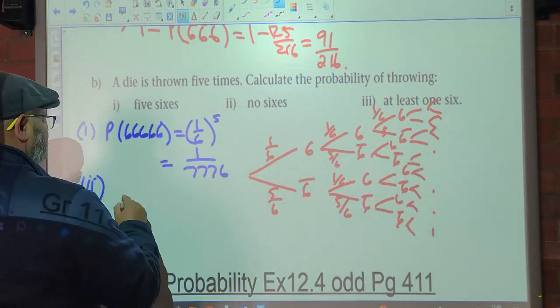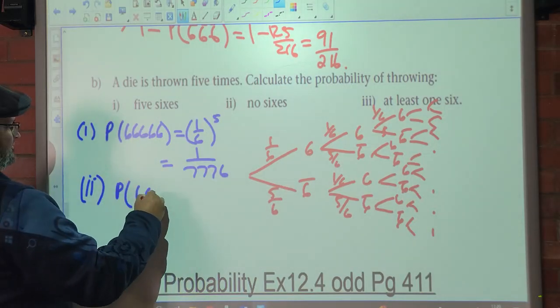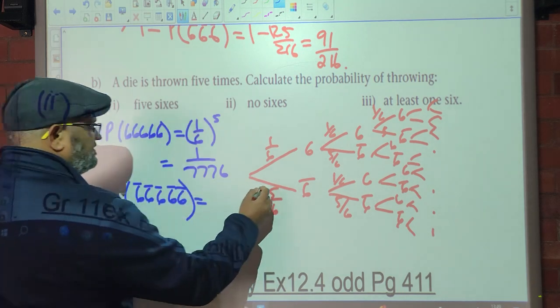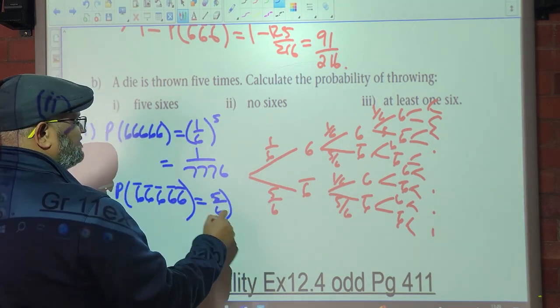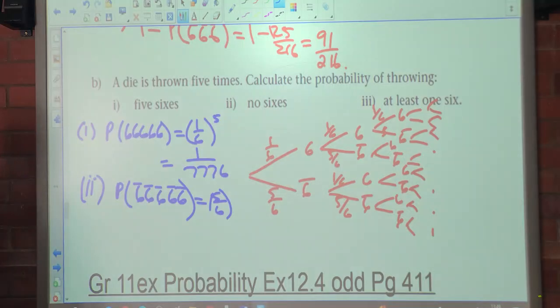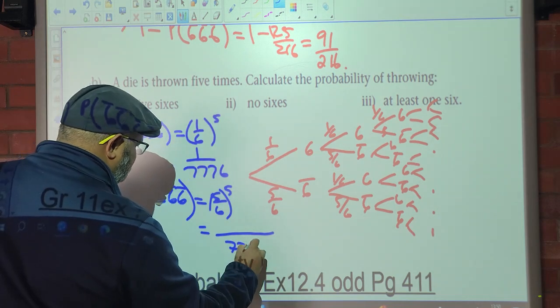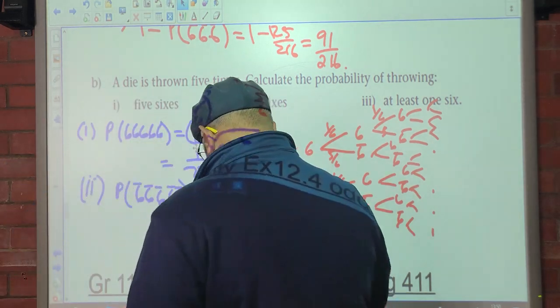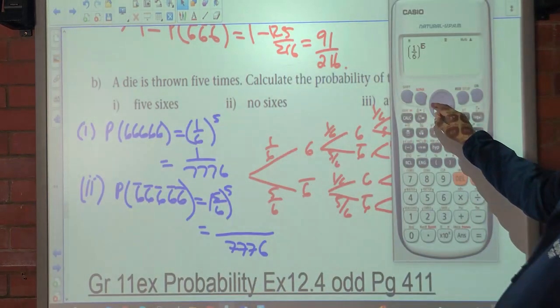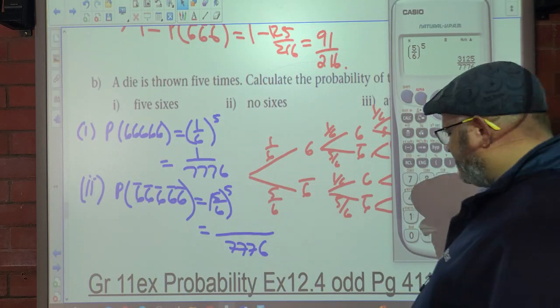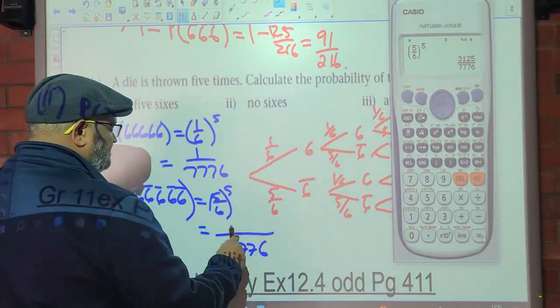Number 2. No 6s. So that's going to give you 5 over 6 times 5 over 6 times 5 over 6 times 5 over 6 times 5 over 6, which is 5 over 6 to the 5. That is 3,125 over 7776.